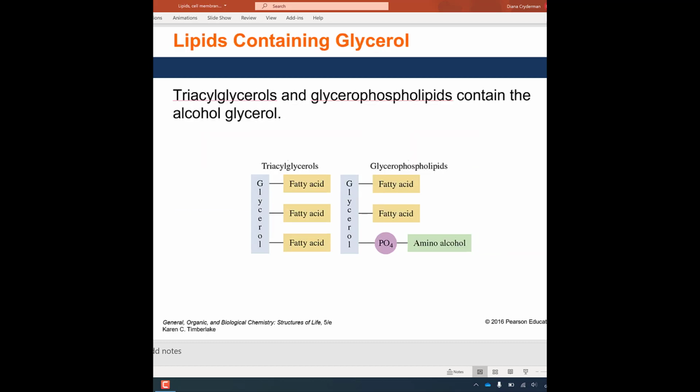Many of these, especially the triglycerols and the glycerophospholipids, will have a glycerol backbone. This is typically a 3-carbon backbone with 3 hydroxyl groups hanging off of it. The hydroxyl groups lose the hydrogen, and then we'll have an ester being formed with fatty acids. So we'll see this forming something that looks like this, and then a fatty acid tail.